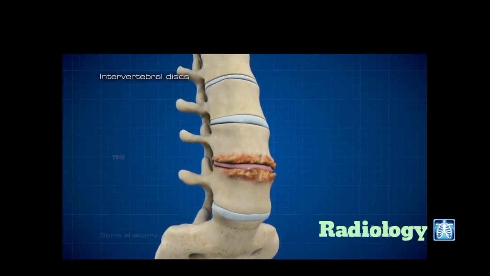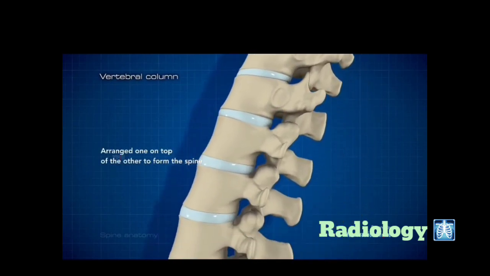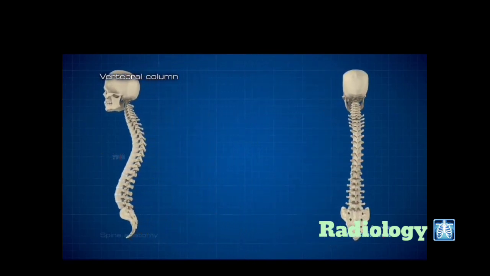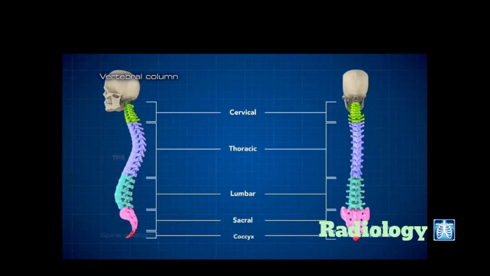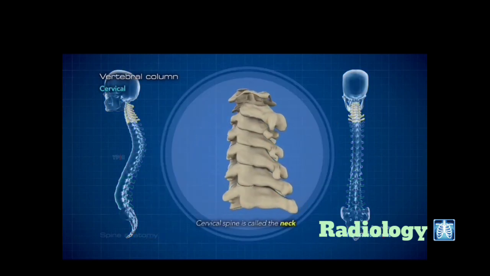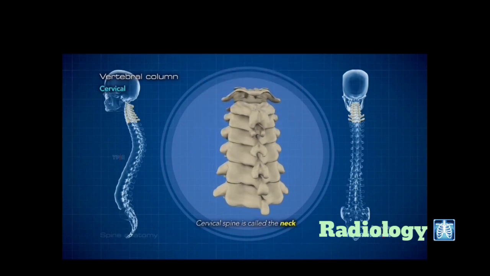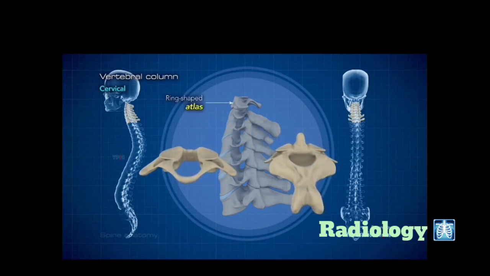Vertebral column. The vertebrae are arranged one on top of the other to form the spine. The spine is categorized into 5 spinal segments: cervical, thoracic, lumbar, sacral and coccyx. Cervical. The cervical spine is called the neck. It begins at the base of the skull and is comprised of 7 vertebrae numbered C1 to C7. The neck supports the weight of the head and allows the greatest range of motion due to 2 specially shaped vertebrae, the ring-shaped atlas and the peg-shaped axis.